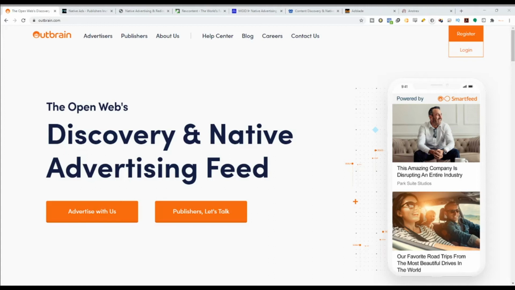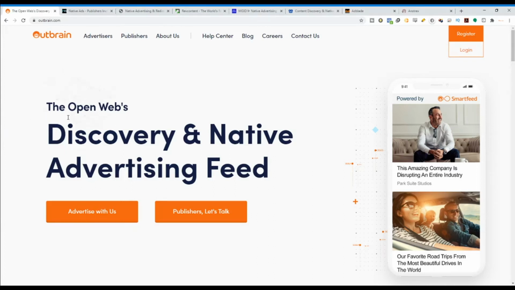Some networks are very good with adult traffic, some networks are not so good with adult traffic, and this kind of preference actually makes you choose an offer and choose a native advertising platform. So that's why you need to have a rough understanding of how each native advertising platform works and what their pros and cons are.